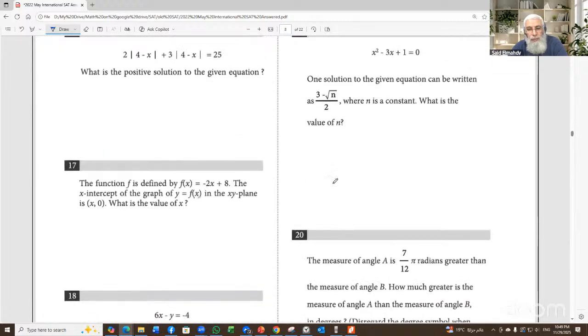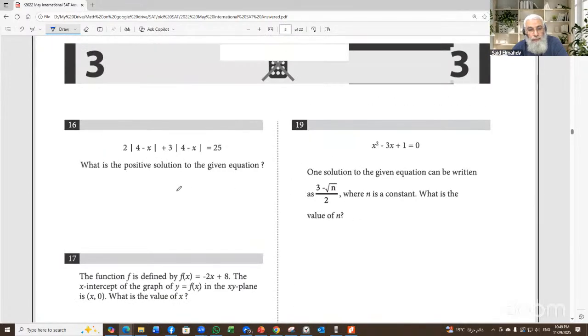This is module number 1, module number 2. This is still at module number 1. Number 16, 2 absolute value 4 minus x plus 3 absolute value 4 minus x equals 25. What is the positive solution to the given equation?